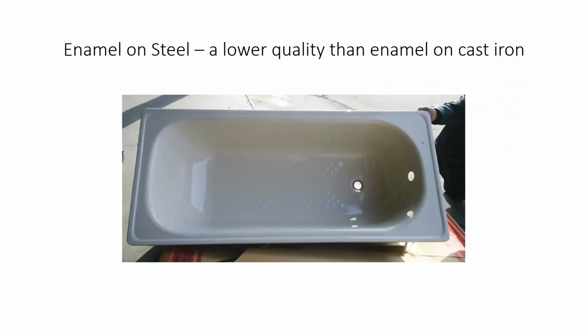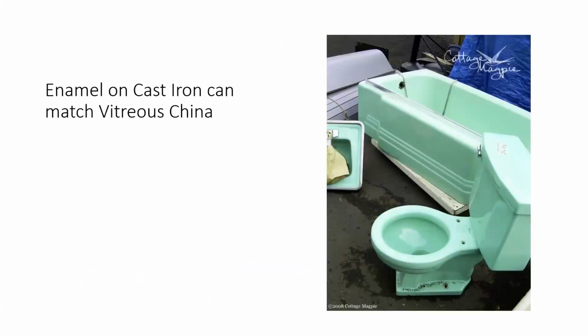Now, another option with a metal tub is enamel on steel. Steel is a lower quality and a less expensive material than cast iron, made in a different way, but for budget bathrooms or for a bathtub where you may need a specific size or look, the enamel on steel can be an option.